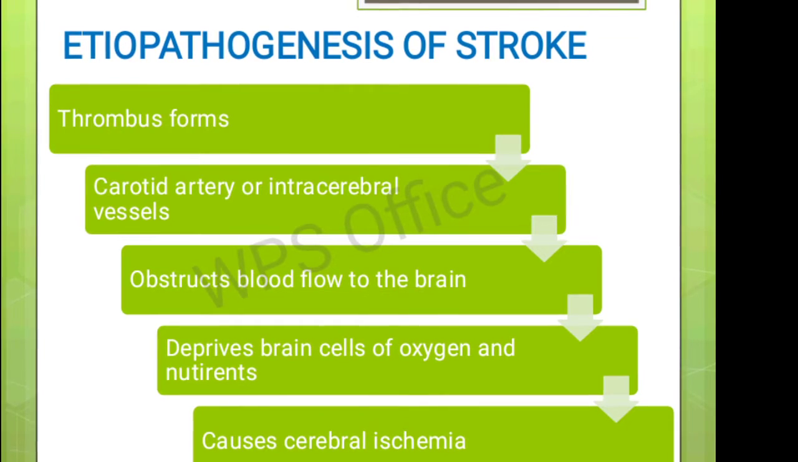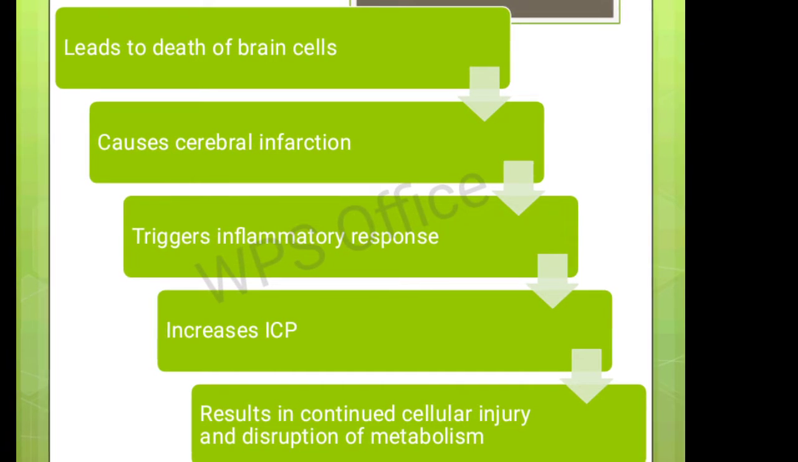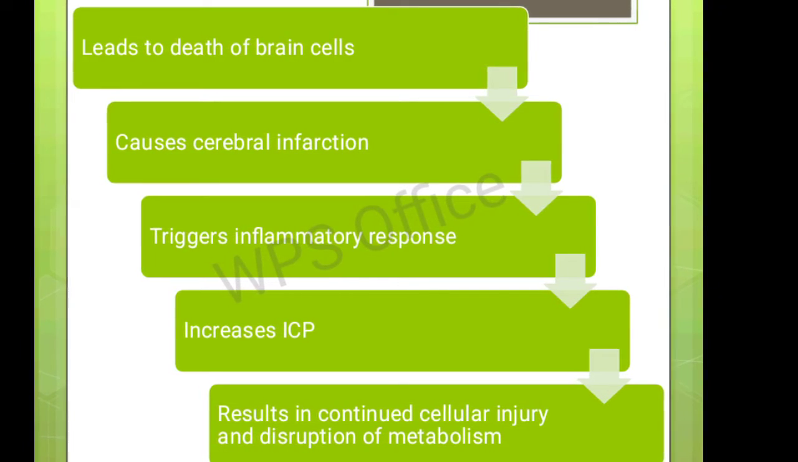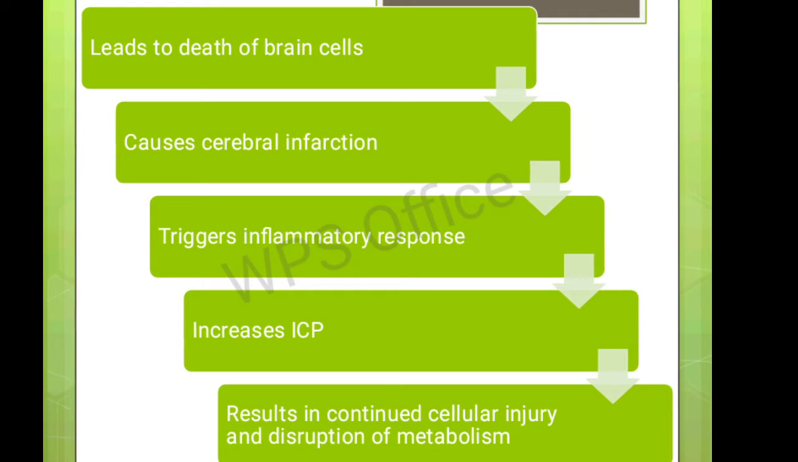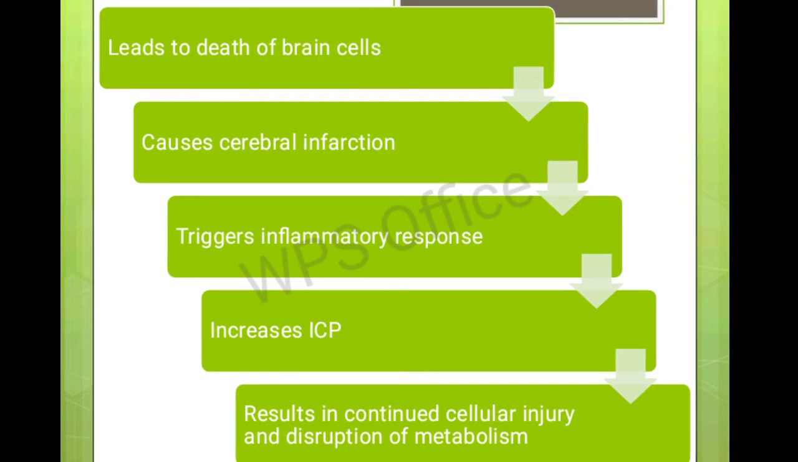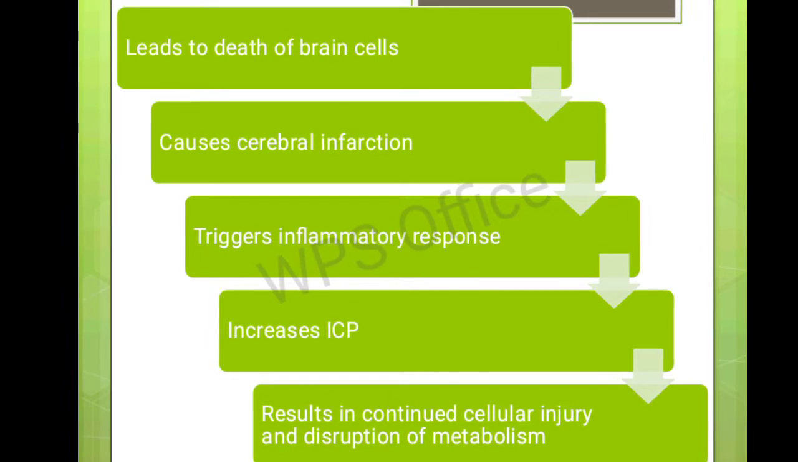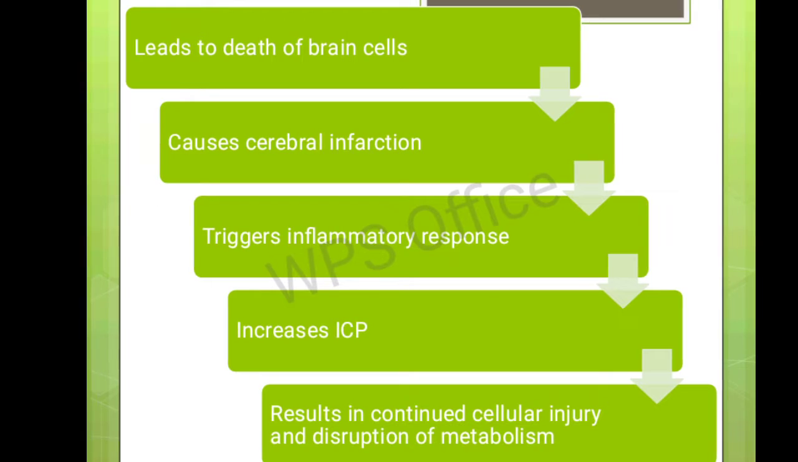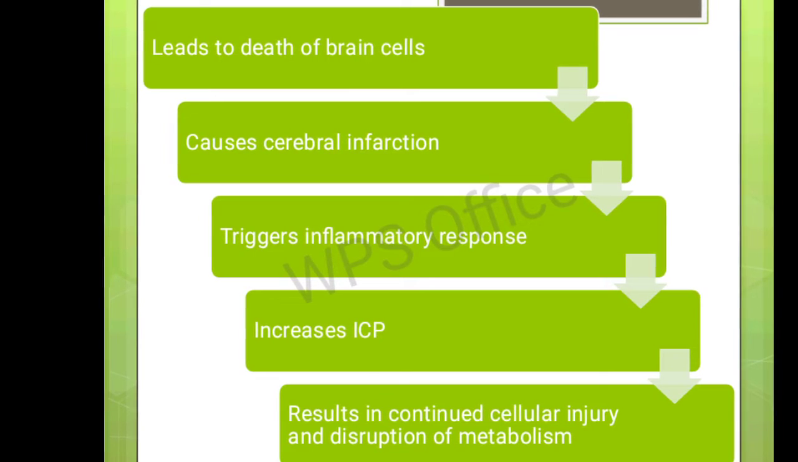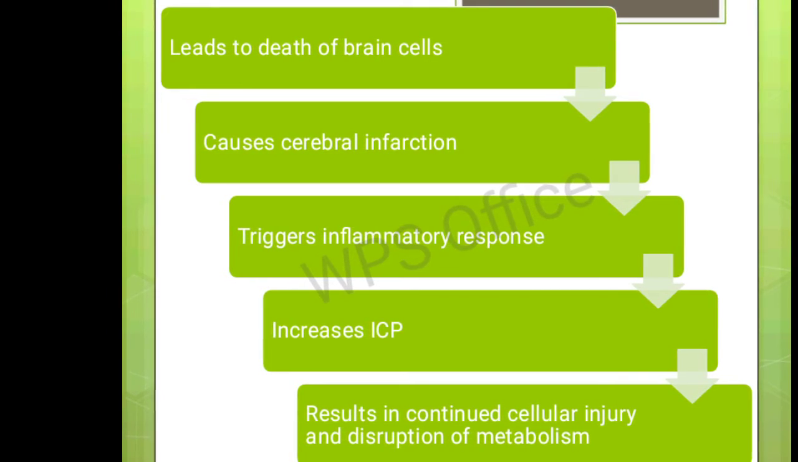After that, it will cause cerebral ischemia. That area will be deprived of the blood supply, and when there is no blood supply, it will lead to the death of the brain cells. Then it will cause a cerebral infarction. If there is cerebral infarction, it will trigger the inflammatory response. After the inflammatory response, it will increase ICP, that is, the pressure inside the brain. Then it will result in continuous cellular injury and disruption of metabolism. So this is about the pathogenesis.